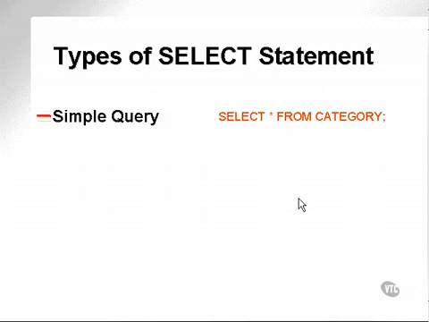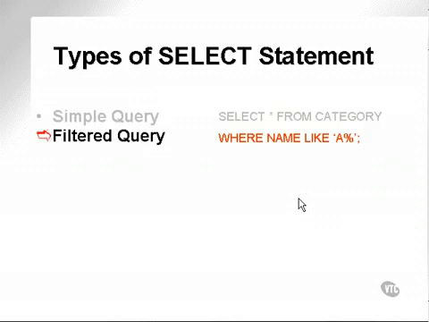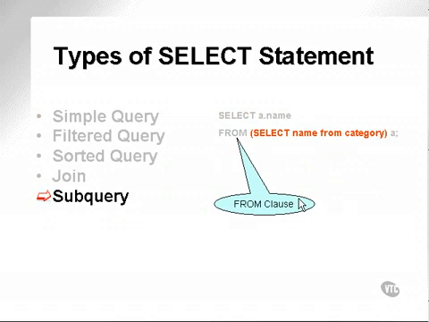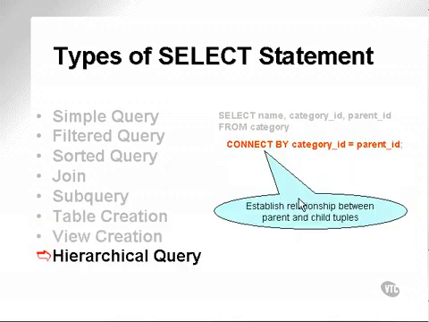Now let's look at types of select statement. In my mind, I can divide up select statements into many different types. All these listed here: simple query, filtered query, sorted query, join, subquery, table creation, view creation, hierarchical query. Take a breath, that's quite a few. Now let's go back to the start again.